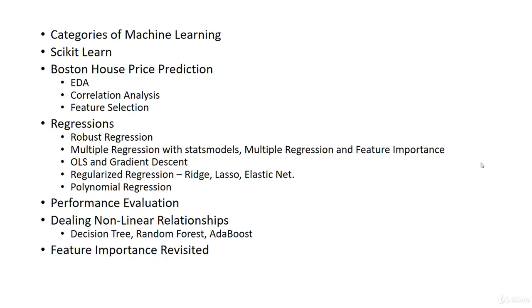Now, the various types of regression machine learning algorithms that we will actually go through will be robust regression to pick out the outliers and also figure out what the inliers are. Multiple regression using the stats modules. This is a general introduction for those who come from a statistics background. We're going to cover multiple regression as well as picking out the most important features. That's what's called feature importance. Of course, we'll look at ordinary least squares and also making use of gradient descent, which is a really important optimization algorithm. And we're going to look at regularized regression on how to restrict your model so that it doesn't overfit. So this is going to cover Ridge, Lasso, as well as ElasticNet.